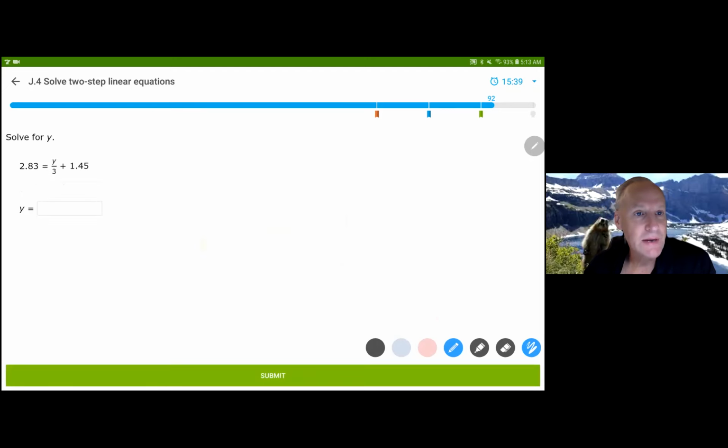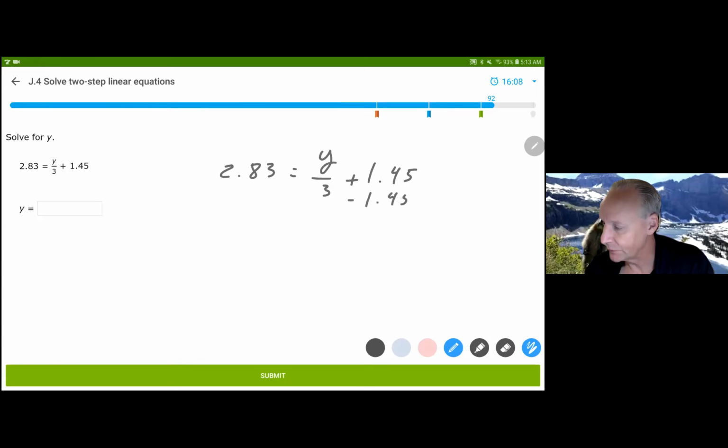This one, we're going to subtract 1.45 from both sides, and then we're going to multiply by 3. Again, I could switch these if I wanted to using the, remember, symmetric property of equality. It says that if A equals B, B equals A. But we'll go ahead and just leave it the way it is. 2.83 equals y over 3 plus 1.45. We're going to subtract the 1.45 from both sides.